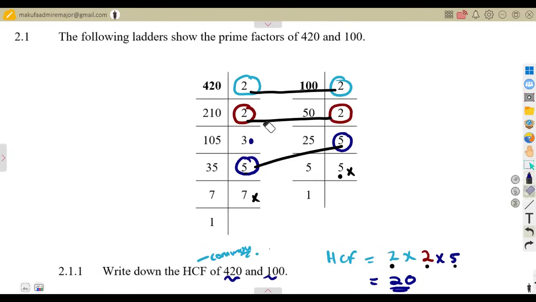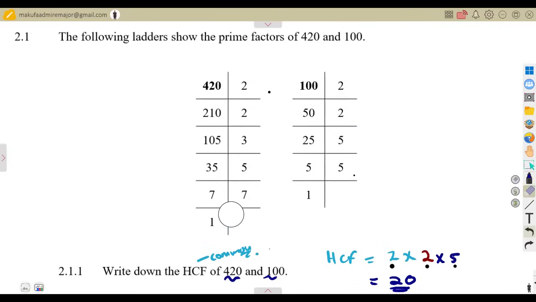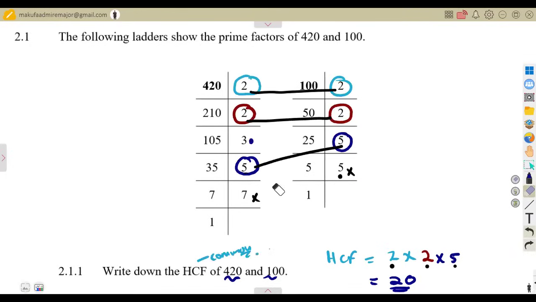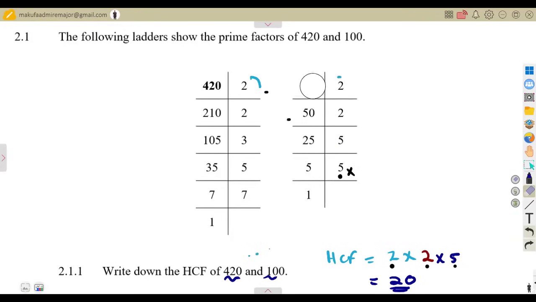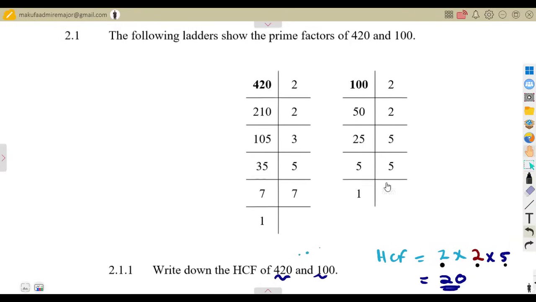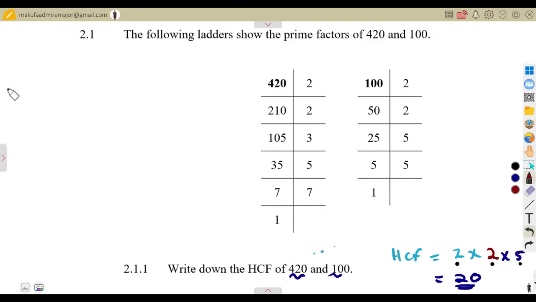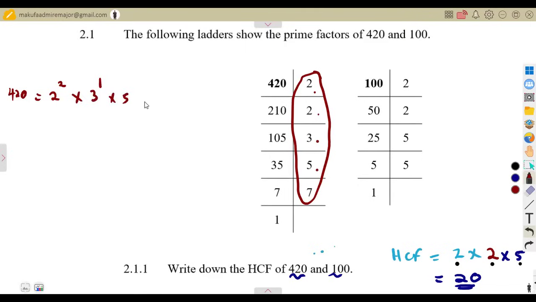Or you can have your highest common factor by considering the numbers this way. If you do not want to take it from the table, you can write these numbers aside. What is 420? 420 is the product of these prime factors: 2 times 2, that is 2 to the exponent of 2, times 3, which is 3 to the exponent of 1, times 5, and this is just 7, to the exponent of 1.